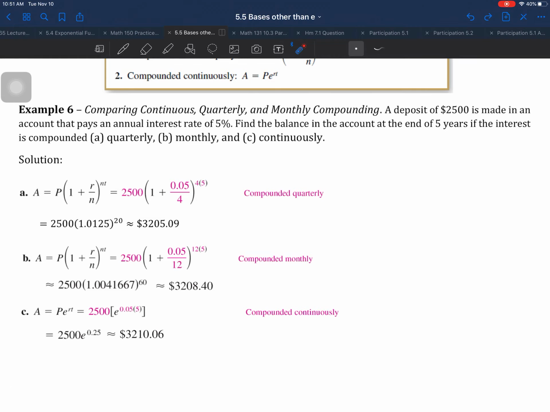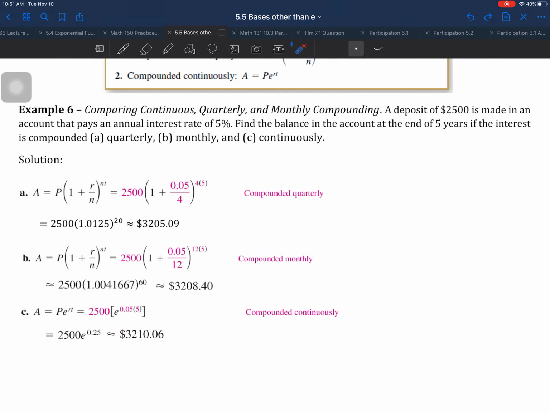$3,208.40. And then if you do continuously, that means you're going to use the second formula, which is P times e to the rt, where P is 2,500, r is 0.05, and t is 5. And then you put this in the calculator, and this gives you $3,210.06. So there's about $10 of difference in 1 year. I mean 5 years, right, from here to here.